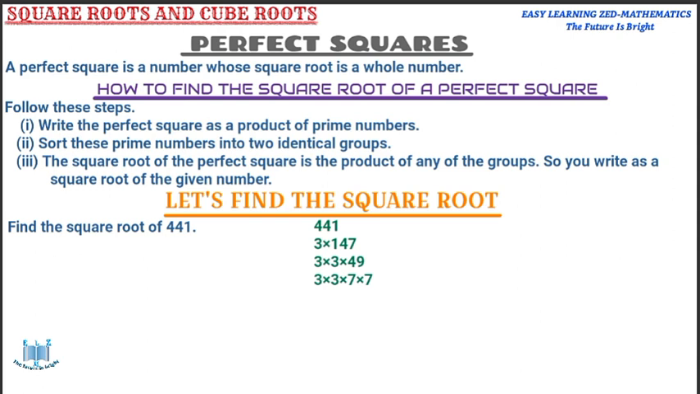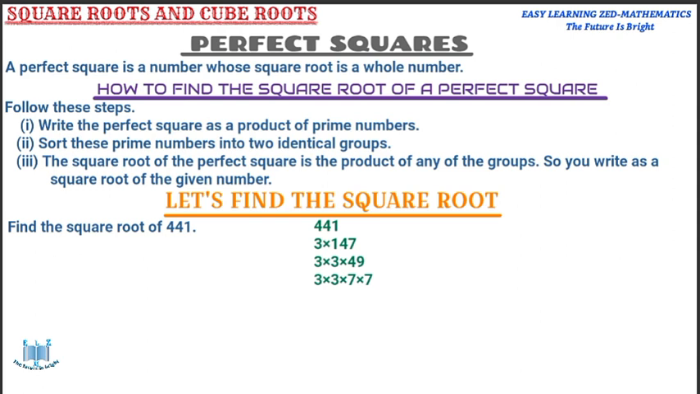Now, as you can see, we have got 3 multiplied by 3 multiplied by 7 multiplied by 7, which are all prime numbers in the expression. 7 is a prime number, and 3 is a prime number because they have got only 2 factors. Now, like this, we have expressed 441 as a product of prime numbers.